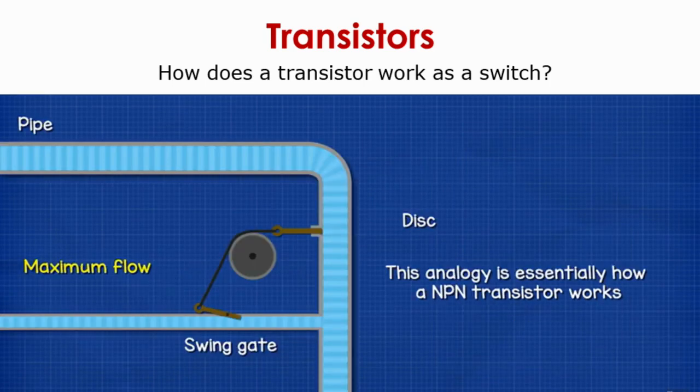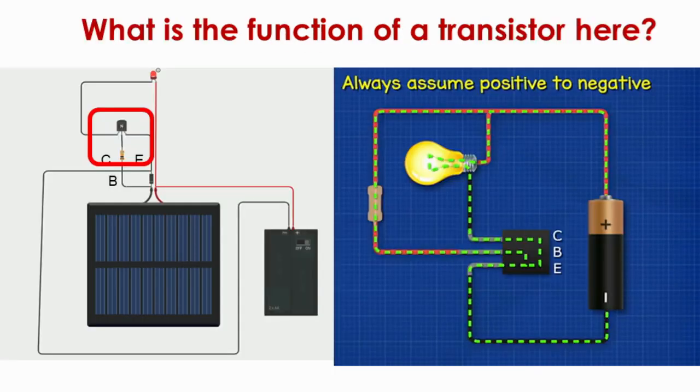So when the swing gate opens, only then the water will flow from the main pipe. So it needs to have some minimum triggering current. So we will now see what is the function of the transistor in this circuit.